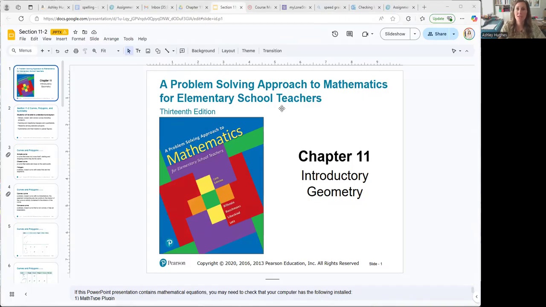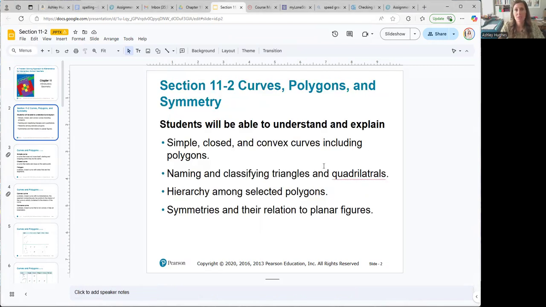Right, let me share my screen and we're going to do section 11.2, which is continued geometry terms. You're going to have one assignment over section 11.2. I think it's just like 9 questions total. So I'm going to go through these kind of quickly. First, polygons and symmetry. So that's the topic of 11.2.